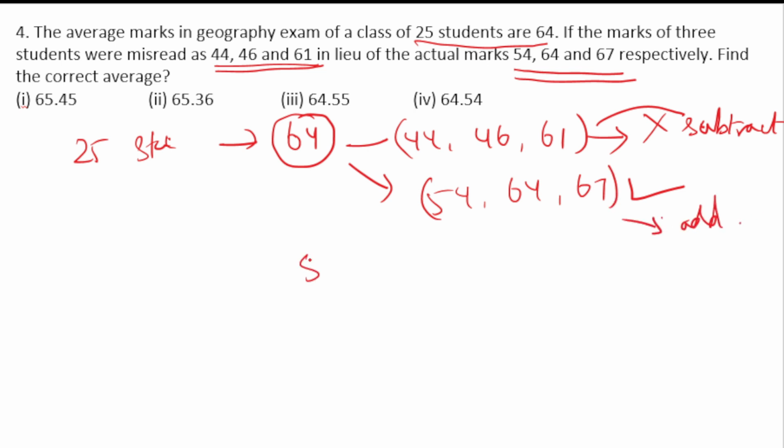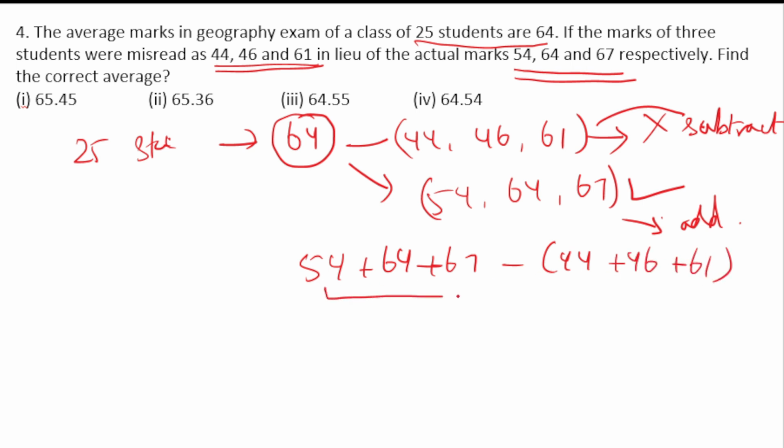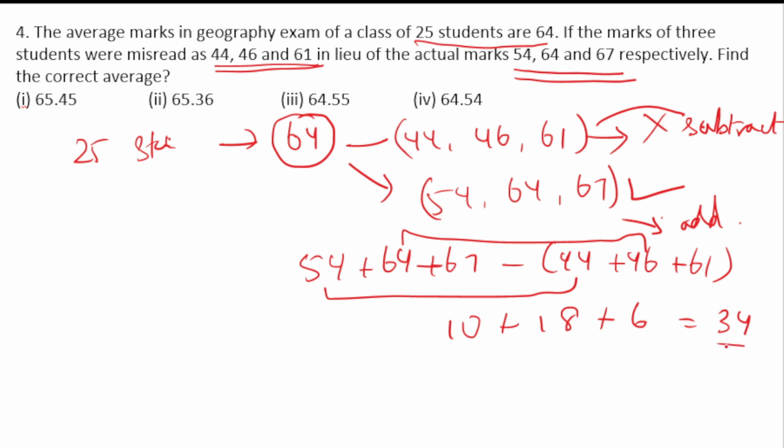Okay. So here 54 plus 64 plus 67 minus of 44 plus 46 plus 61. Okay. Here 54 minus 44 is 10 plus 64 minus 46 is 18 plus 67 minus 61 is 6. So this is 34. This is plus 34. Right. So the actual marks are 34 more than these marks.